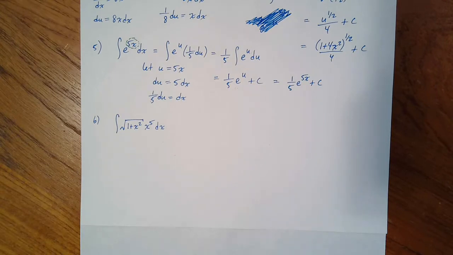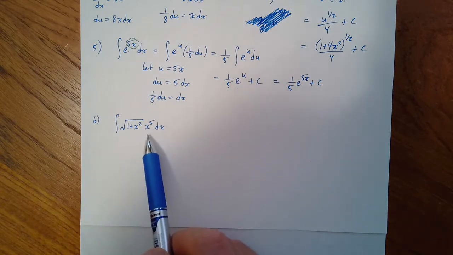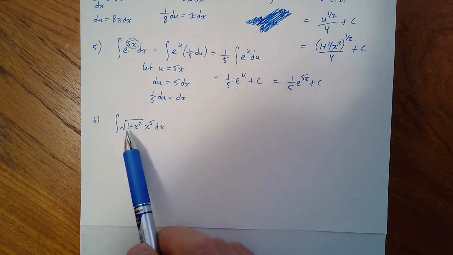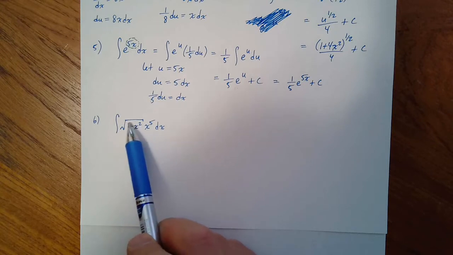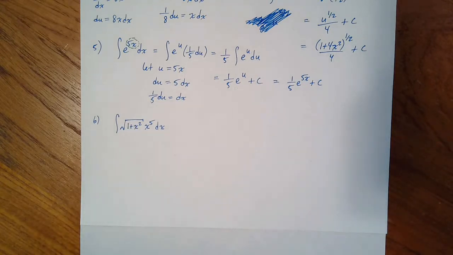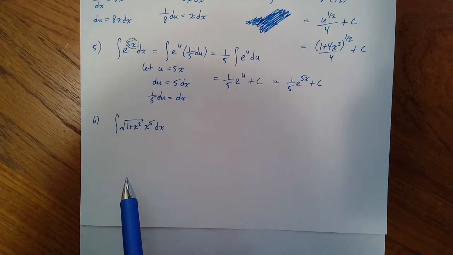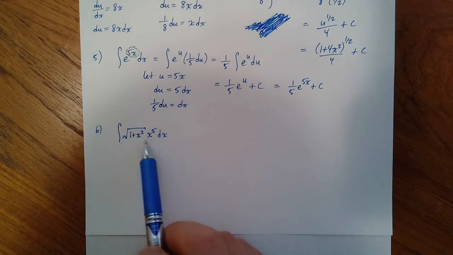And remember, when you go to choose your substitution, you're looking for an expression involving x that satisfies both of the following conditions. One, it shows up as an inside function. Well, the only one that has that property is 1 plus x squared. But you're also looking for something whose derivative appears. And the derivative of 1 plus x squared is 2x. Now, do you see a 2x here? No, you see an x to the fifth.